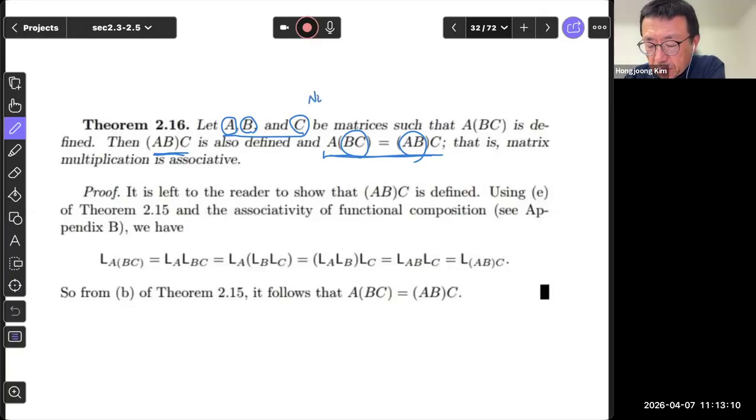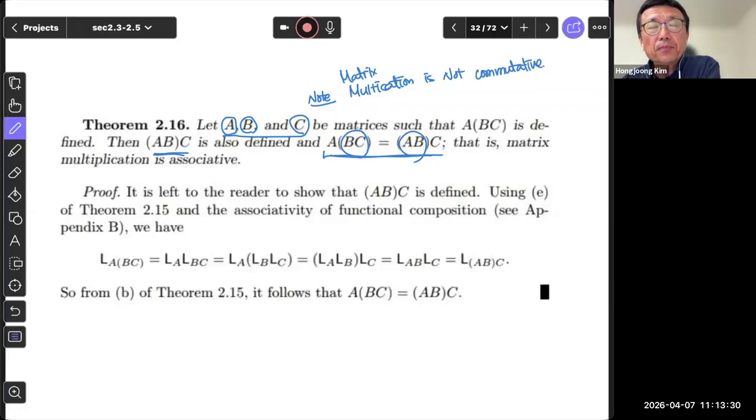Please note that matrix multiplication is not commutative, right? Due to this, you cannot switch the order of the matrix multiplication, but by the definition of matrix multiplication, we can easily show that it satisfies the associative rule.